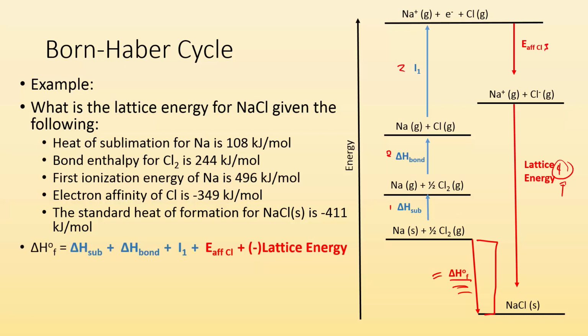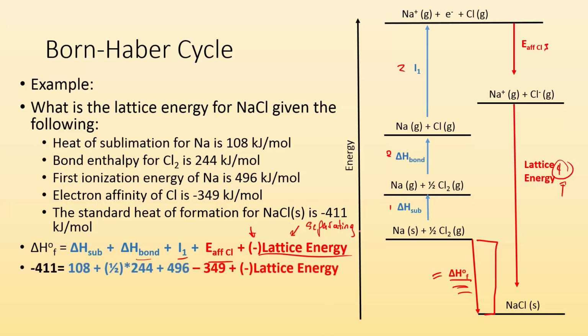So we know the heat of formation has to equal the heat of sublimation, the bond enthalpy, the first ionization energy, the electron affinity, and the lattice energy. I put a little negative sign because lattice energy by definition is for separating, and here we're talking about the opposite process, so I threw in a little negative sign. So then you just plug and chug. We know that negative 411 has to equal 108 plus half of 244 plus 496 minus 349, and then the negative lattice energy. So we figure out the lattice energy is 788. Solve for the one unknown.